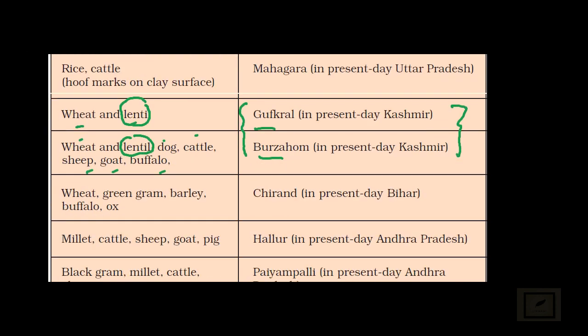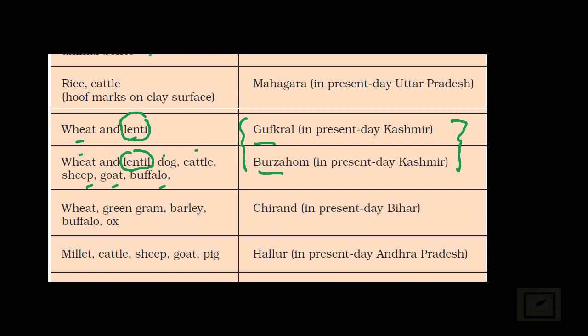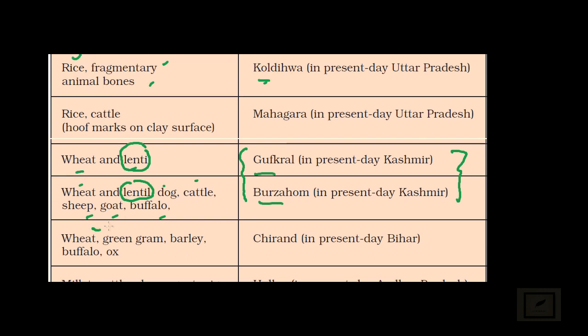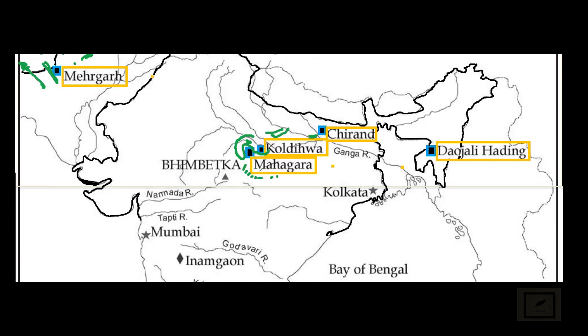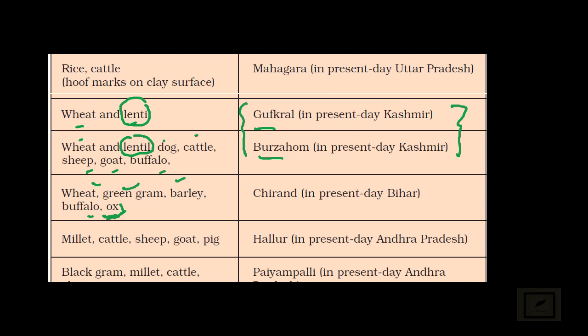Similarly, Chirand in Bihar, which is nearby the UP border, is where we have found wheat, green gram, barley, buffalo, and ox. It is again a very uncommon thing that we have found here. It is in Chirand. This is the particular place. Here it also exists in the present day.